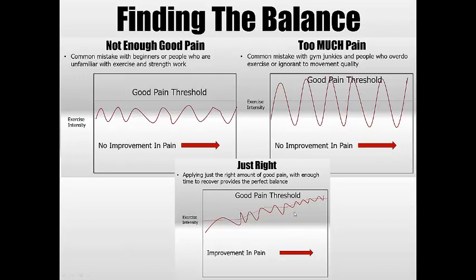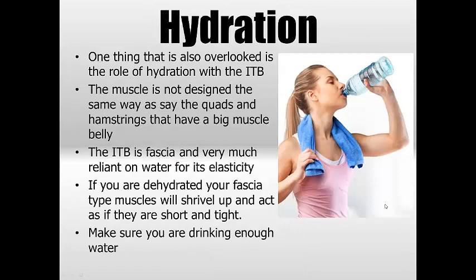So that's something that even if you're not in pain, you always keep in mind: finding a balance. The last thing I'll touch on is hydration. It's something that's also overlooked. If you're a person that doesn't drink enough water, that could be a factor that may be leading to the tightening of the ITB. It's maybe not the only thing, but it's something to keep in mind. Bear in mind the muscle is pretty much entirely made of water, so it relies on it for its elasticity. If you're dehydrated, it shrivels itself up in a way and acts like a short and tight muscle, not because there's anything wrong with it, just because it doesn't have enough water. So that's something to bear in mind, and it might help you.